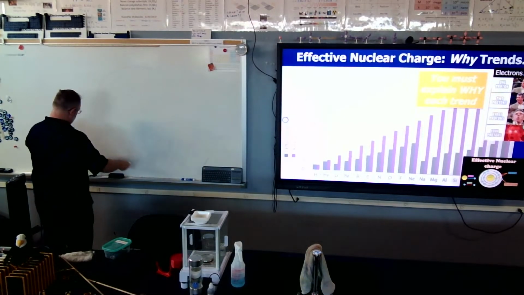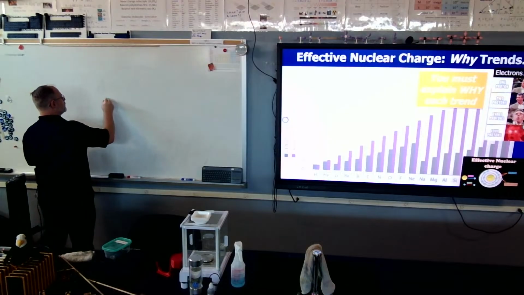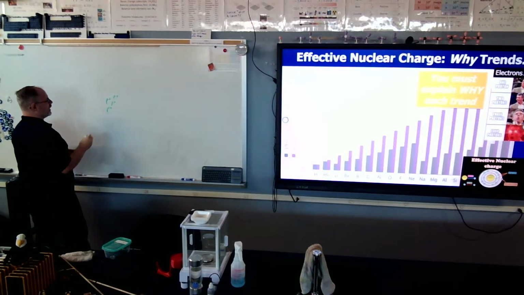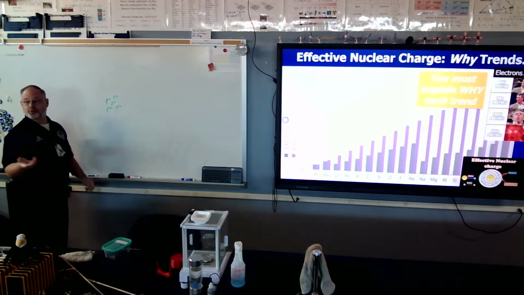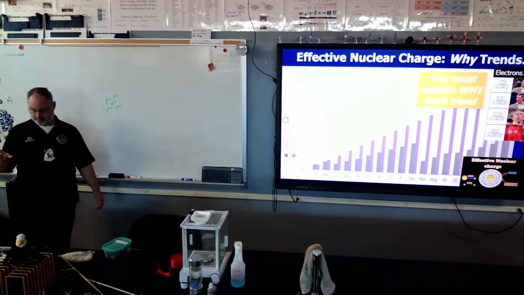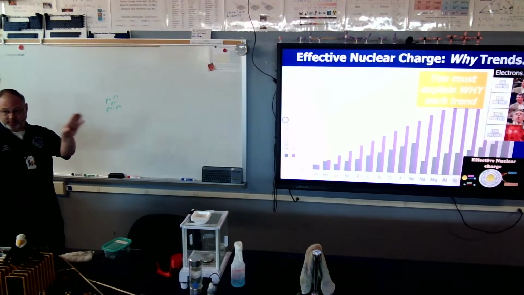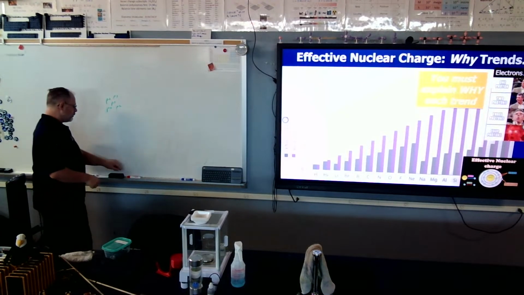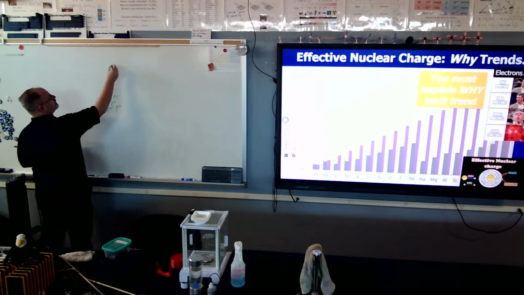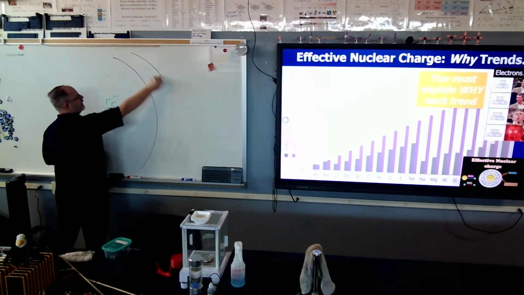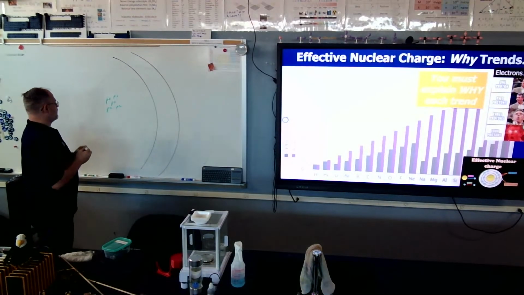In the nucleus, we have a bunch of protons chilling out. I'm going to make this neutral. So there's 5 protons, and if it's neutral, how many electrons should there be? 5. 5 positives, 5 negatives, if it's going to be neutral. So then we have a bunch of shells. There's a shell, and there's a shell, and we don't need any more shells.